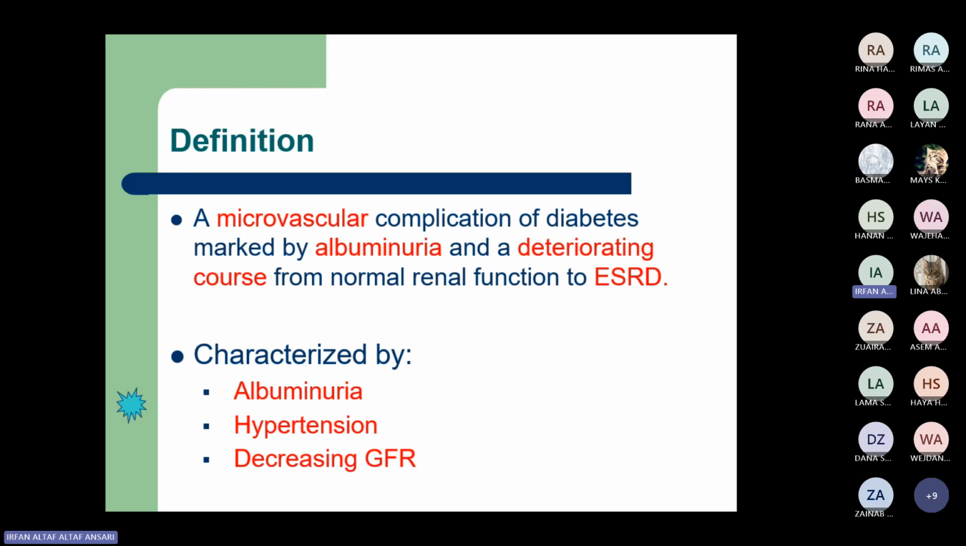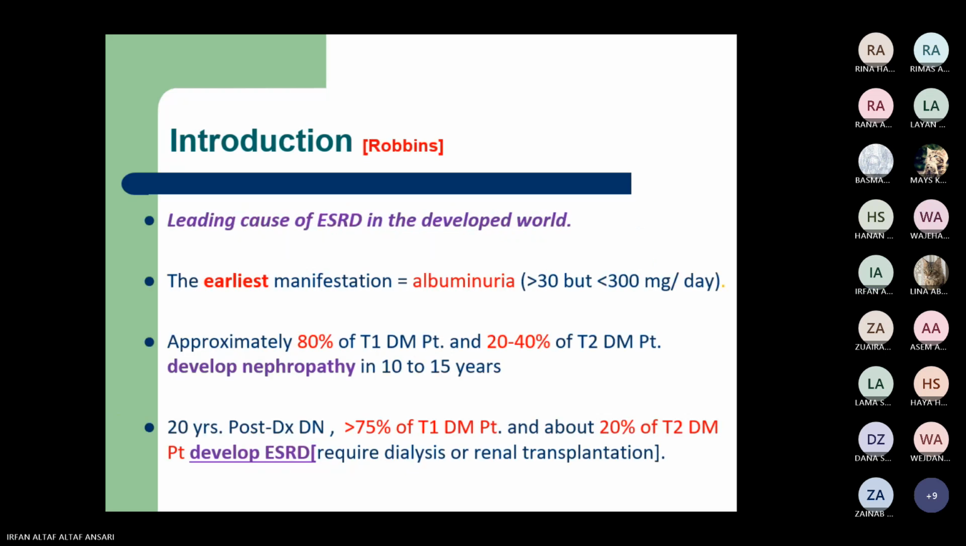In fact, they say diabetes is one of the most important causes of end stage renal disease in the adult population. It is characterized by albuminuria, hypertension, and decreasing GFR. It is the leading cause of end stage renal disease in the developed world, and the earliest manifestation is albuminuria. This albuminuria is known as microalbuminuria, where the protein level is in a range of 30 to 300 milligrams per day. Okay, it is more than 30 and less than 300 milligrams per day.